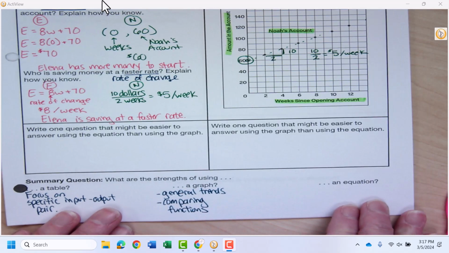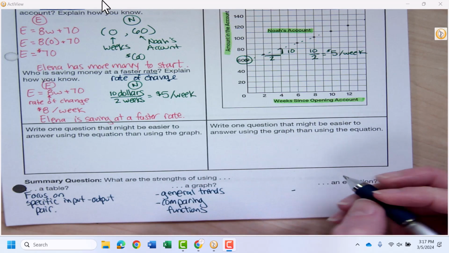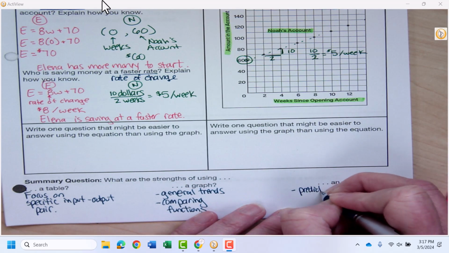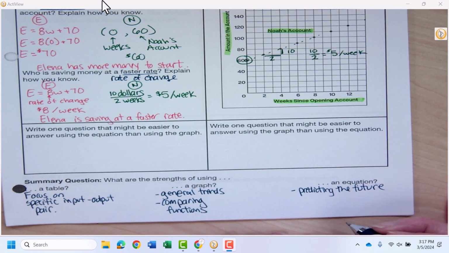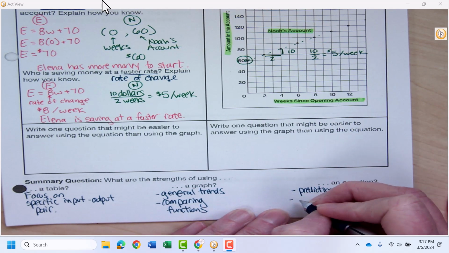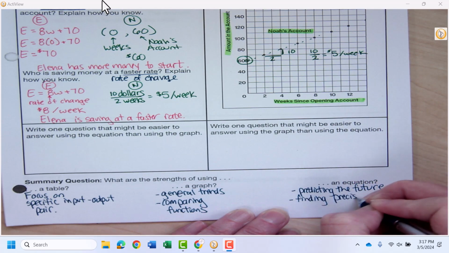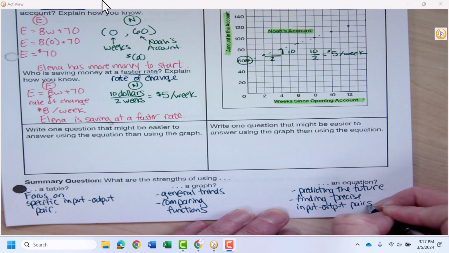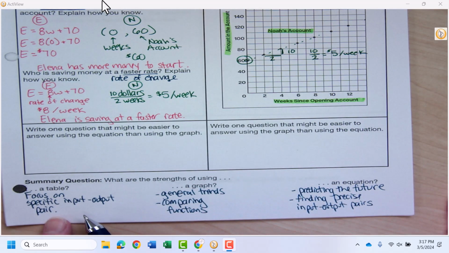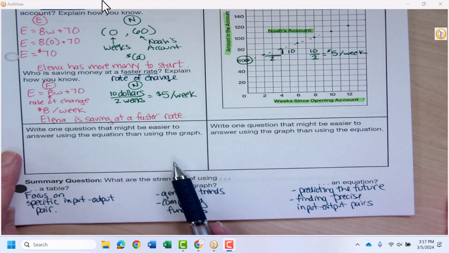And finally, an equation is helpful for predicting the future. You're not really limited with an equation. And finding precise input-output pairs, whatever you want. In a table, they've already chosen those input-output pairs for you. But in an equation, you can plug in any input you want and find the corresponding output. It doesn't have to be a nice round number. It can be anything. So with these things in mind, let's go back to these questions.